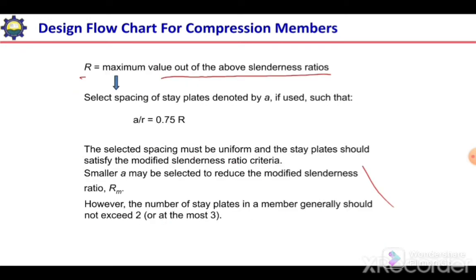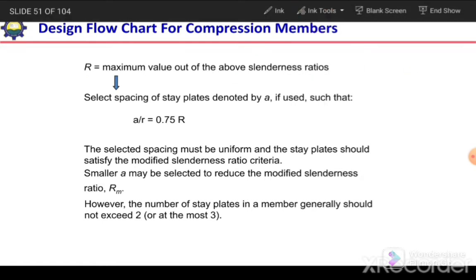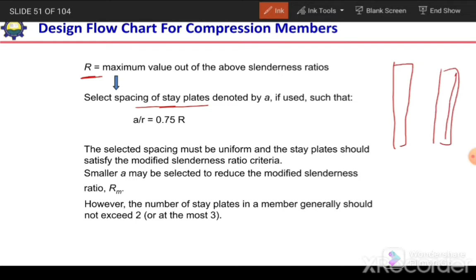But if we have a built up section, in that case we need to perform some other calculations. We actually need to design the stay plate in case of a built up section. So after calculating the r in all three directions X, Y and Z, we need to design the stay plate. For example, we have a built up section like this. We use these stay plates at different intervals. If the distance between these stay plates is equal to a, then we need to determine the slenderness ratio of the individual section between these stay plates.